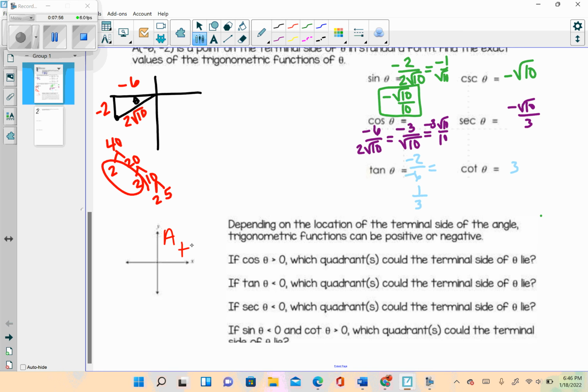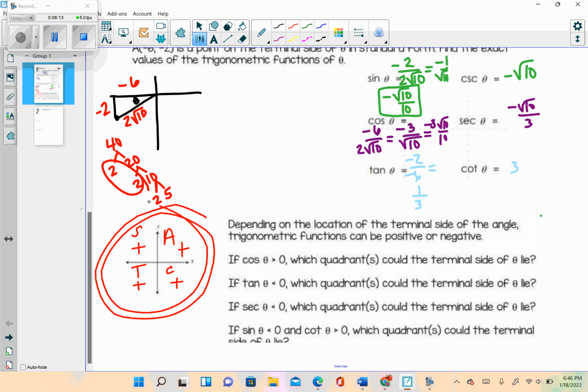In quadrant 2, some of you hopefully remember this from last year, sine is positive. In quadrant 3, tangent. And in quadrant 4 is cosine. This is really important. That's going to make your reference angle so much easier if you know that, okay? So if cosine is positive, which 2 quadrants is cosine positive? Well, I know it's positive in 4. I know it's positive in 1 because everything's positive in 1. So that's 1 and 4. Where could the terminal side be? It could be in quadrant 1 or it could be in quadrant 4. We don't know. That's okay.